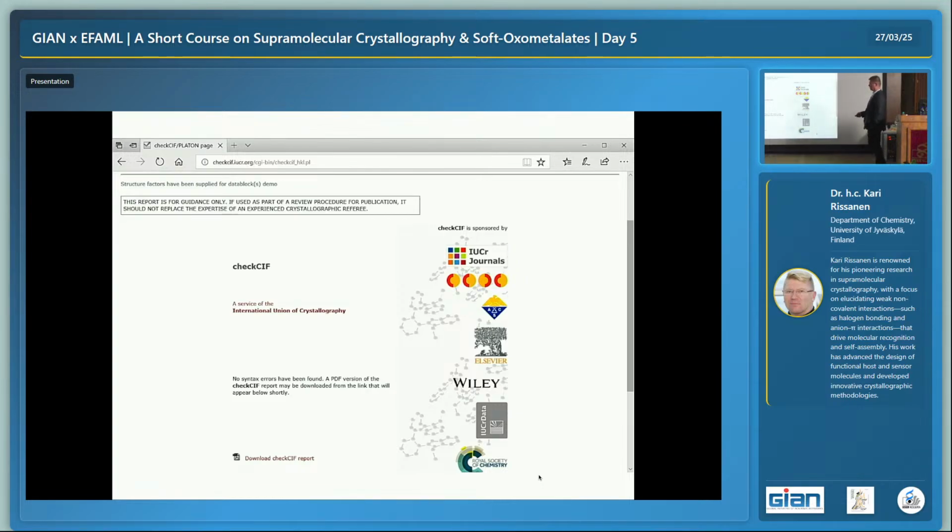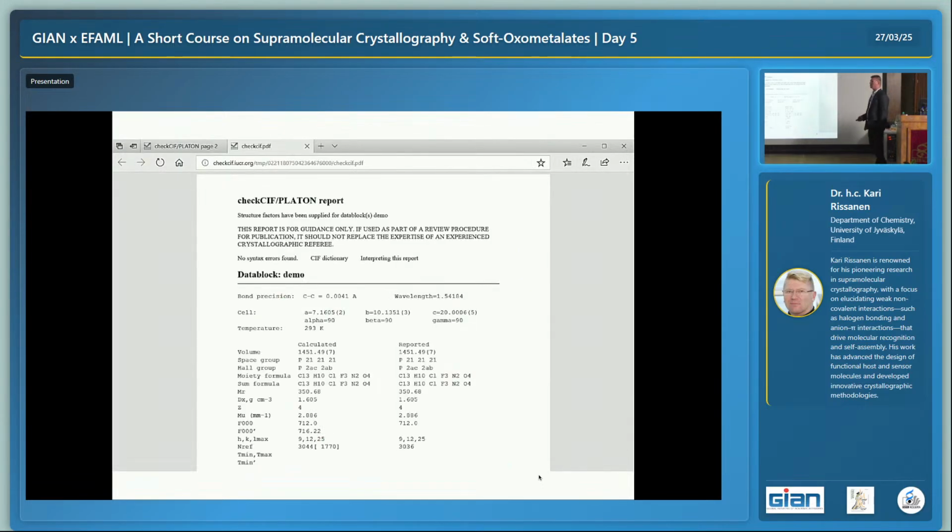And then it says this is now done. Here is the report, download checkCIF report. Click this, it downloads to you. But the point is that there is a warning. It says this report is for guidance only, part of a review of the application. It should not replace an experienced referee. So even if you do this, it might be the case that there will be somebody who wants to get even deeper into your data. Normally that will be enough. We download that from there and it looks like this.